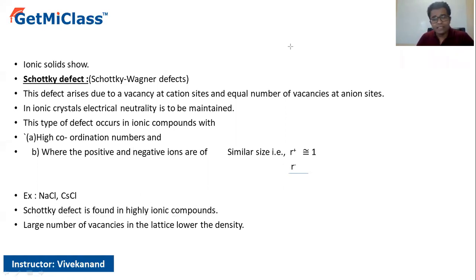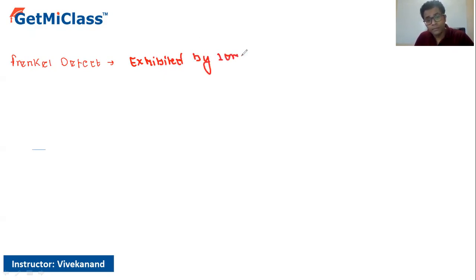So let's observe the next defect, which is called the Frenkel defect. The Frenkel defect will be our next point of discussion. This particular defect is exhibited again by ionic compounds. Here, the smaller ions are affected.